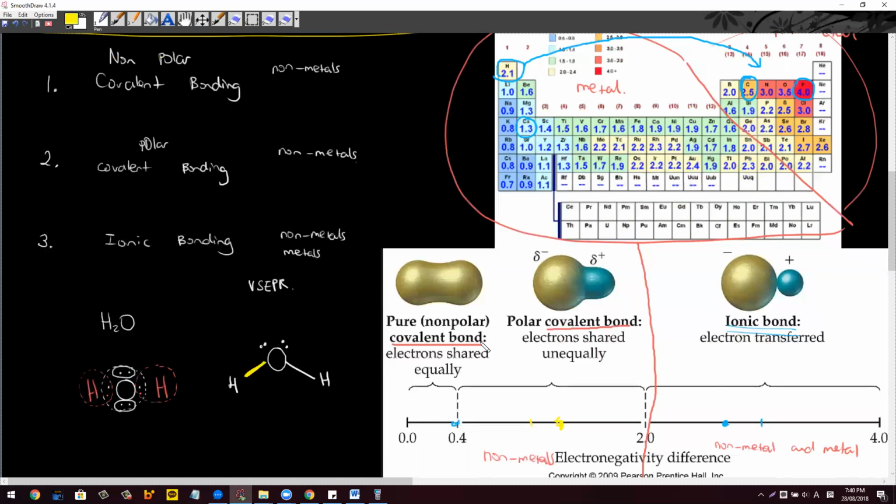Anyone? So Michelle just told me that this one here is a covalent bond. But is it going to be a non-polar covalent bond like this one, where there is no charge, or is it going to be polar? Because we are right here. It's polar. That's right. Not too bad, right? Polar.